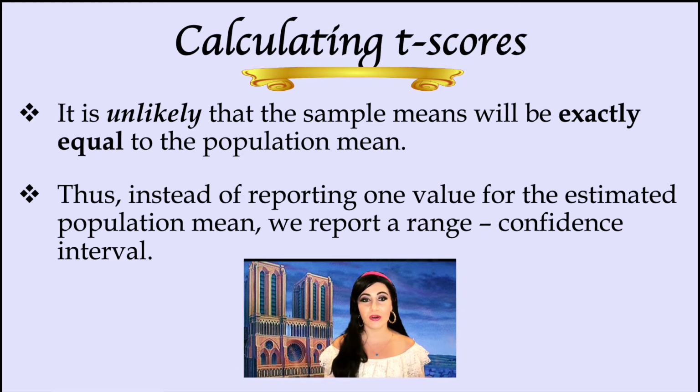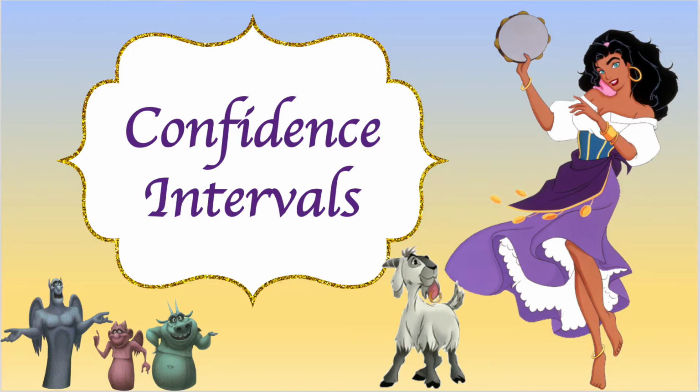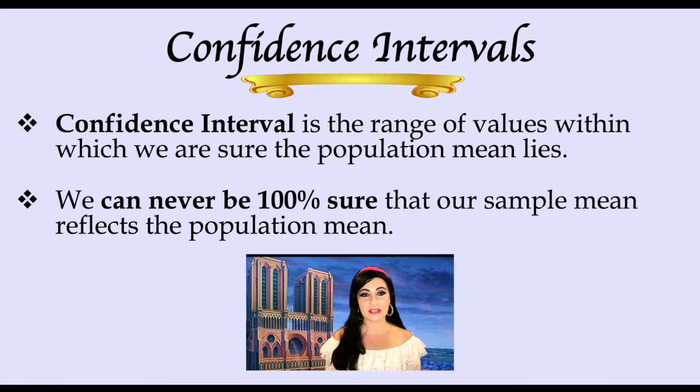Therefore, instead of reporting one value for the estimated population mean, we report a range of values, which is going to be called our confidence interval. So that brings us to our next topic, confidence intervals. A confidence interval is a range of values within which we are sure the population mean, which we're trying to predict, actually lies. So again, we can never be 100% sure that our sample mean reflects the population mean exactly.